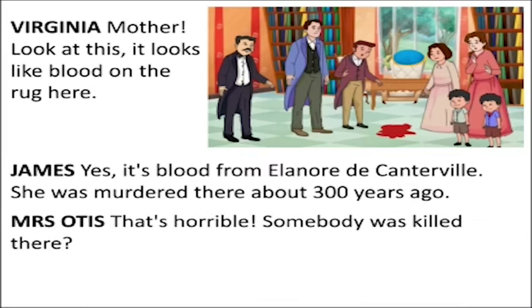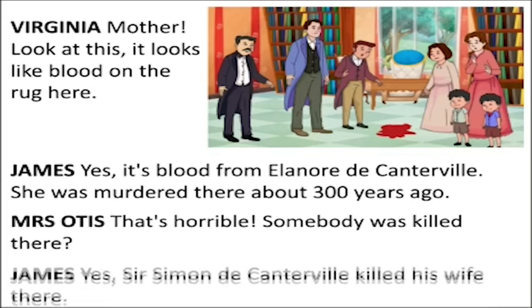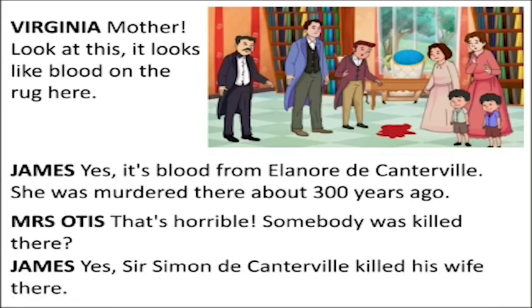Mr. Otis said, "That's horrible. Somebody was killed there." James says, "Yes, Sir Simon de Canterville killed his wife there." So this was the suspense that was revealed here, that Sir Simon de Canterville killed his wife there 300 years ago. Let us see next.